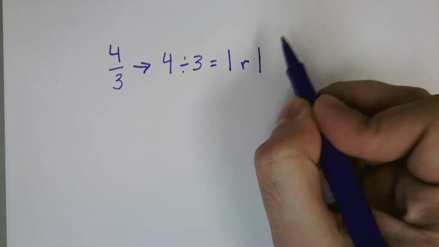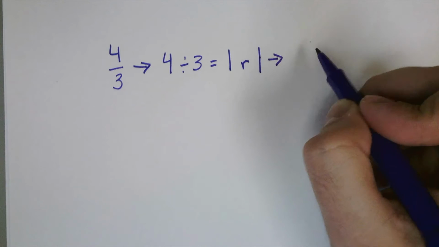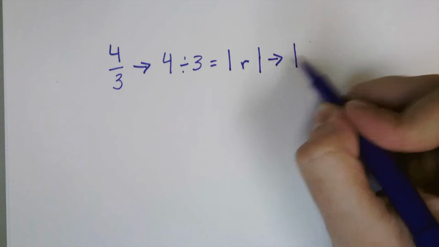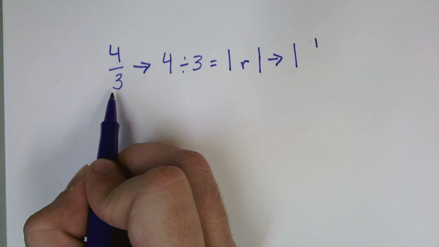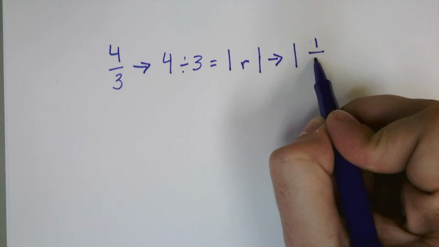Okay. But let's now convert 1 remainder 1 into a fraction. In this case, it's going to be a mixed number. So we have 1 whole, we have 1 leftover part, and then we come back to this denominator over here to see how many parts it takes to make a whole. We see that it takes 3, so it becomes 1 1/3.